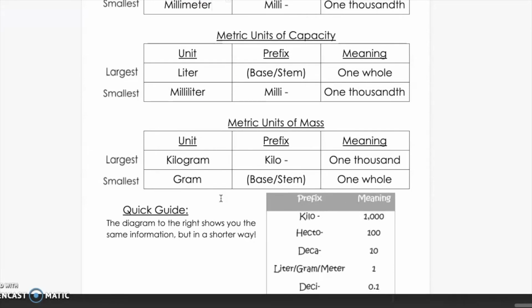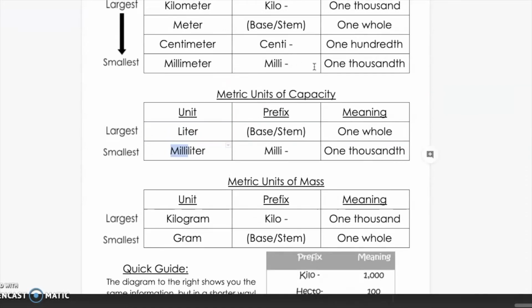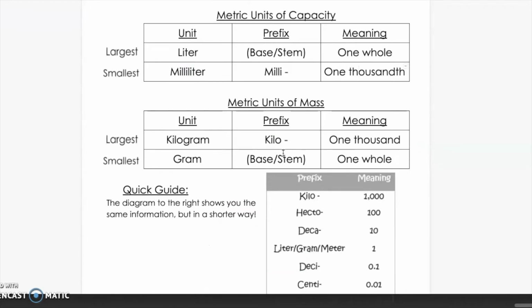Moving on to capacity. For capacity, our base or stem unit is a liter. So liter is going to be in every capacity measurement for metric units. The most common unit that we are using in 4th grade is milliliter, other than liter. So milli, just like we said earlier, it means the same thing as it did in length, just for liters. 1,000th of a liter. So 1 out of 1,000 of a liter. So that means it takes 1,000 milliliters to make a liter.